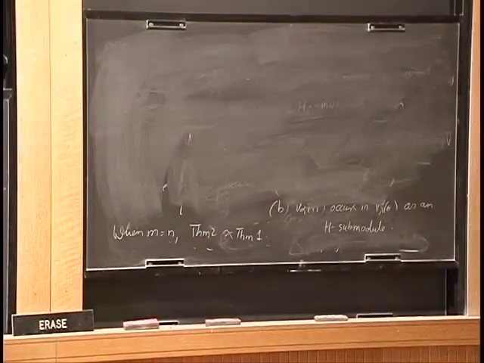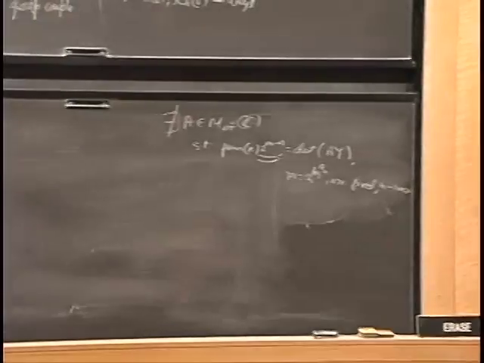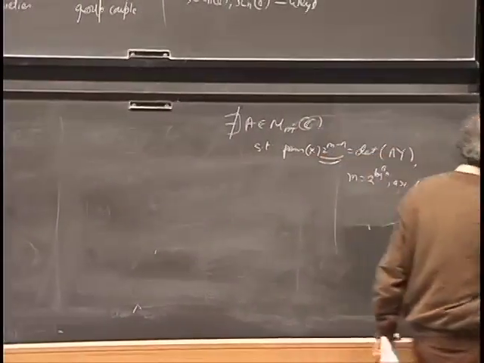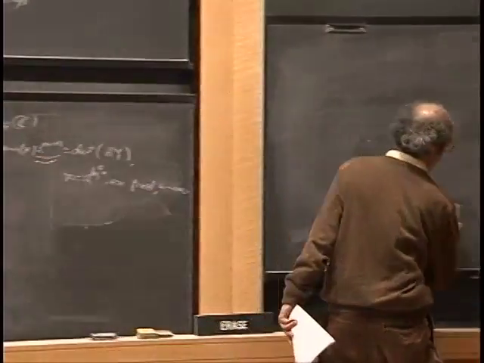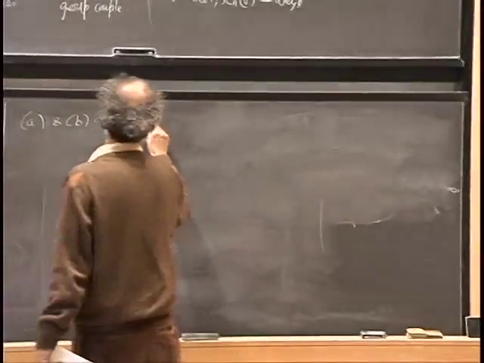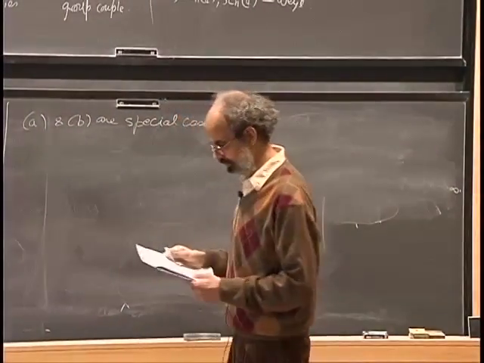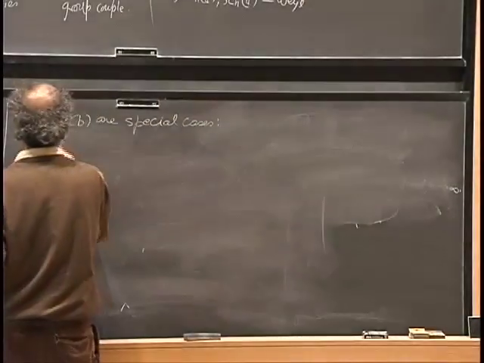G is SL_m squared and H is SL_n squared. So both A and B are special cases of the following, the subgroup restriction problem.